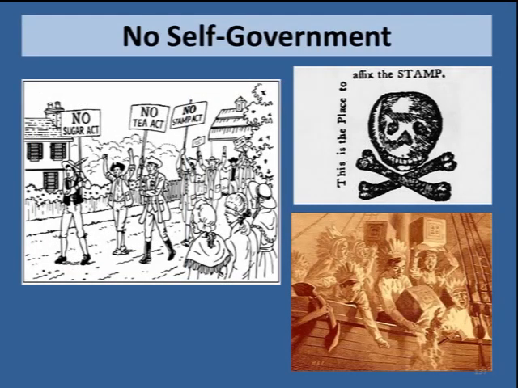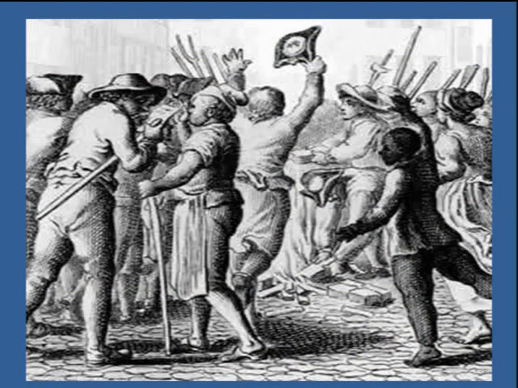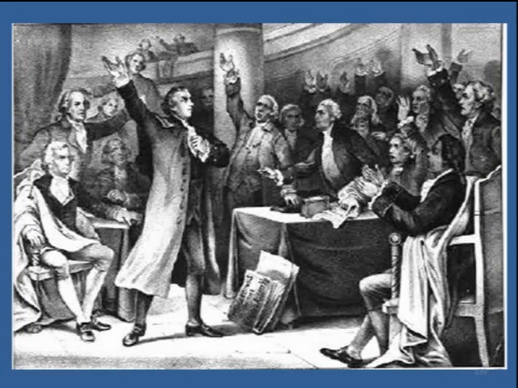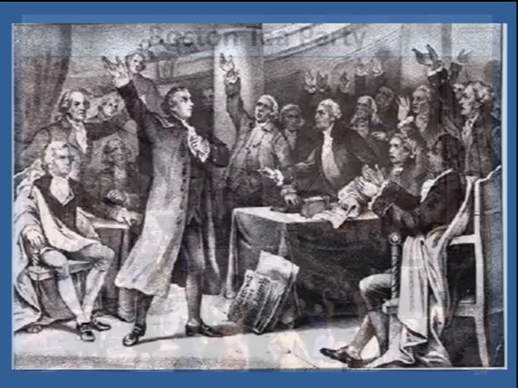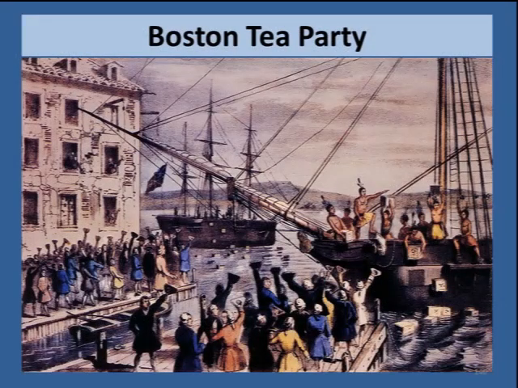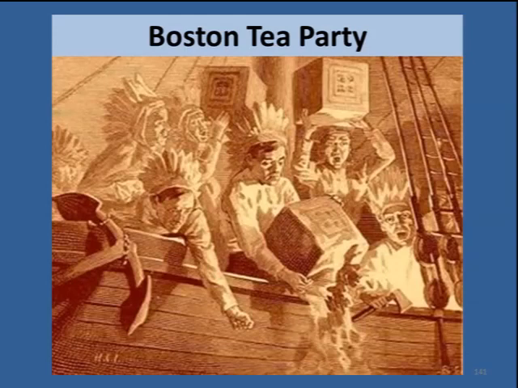When a tax was placed on British tea in 1773, many colonists stopped buying British tea. Later that year, some colonists in Massachusetts protested by throwing 3 boatloads of tea into Boston Harbor. This event is now known as the Boston Tea Party.